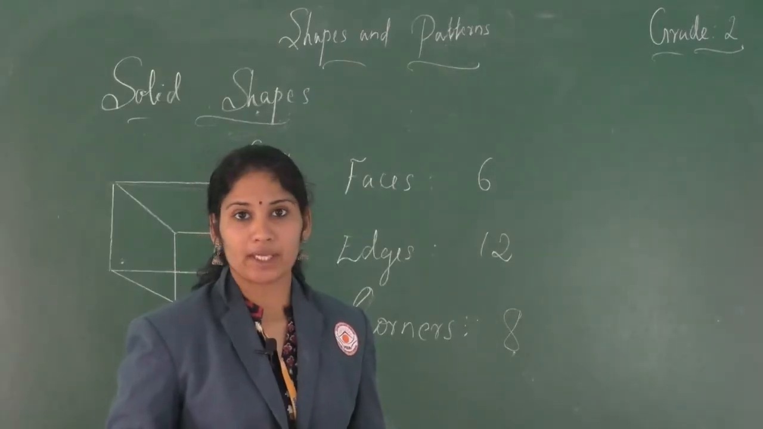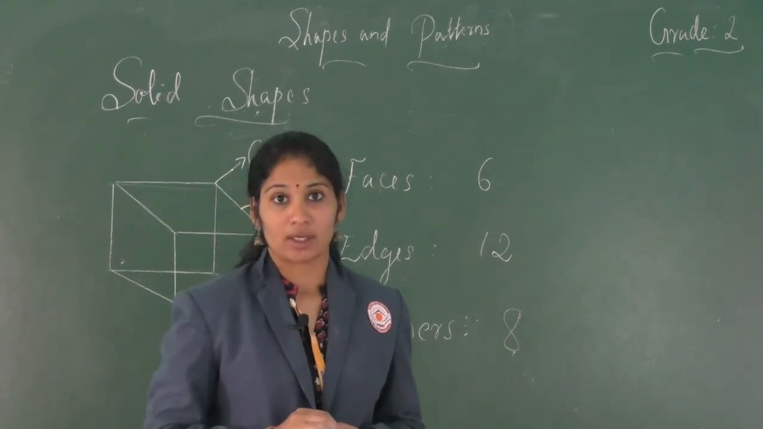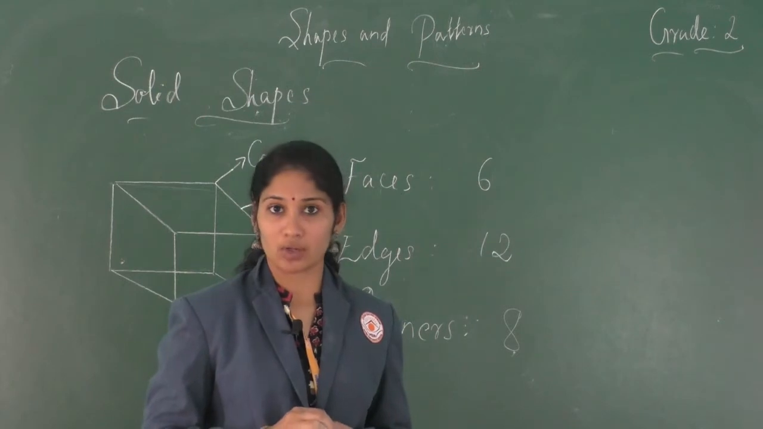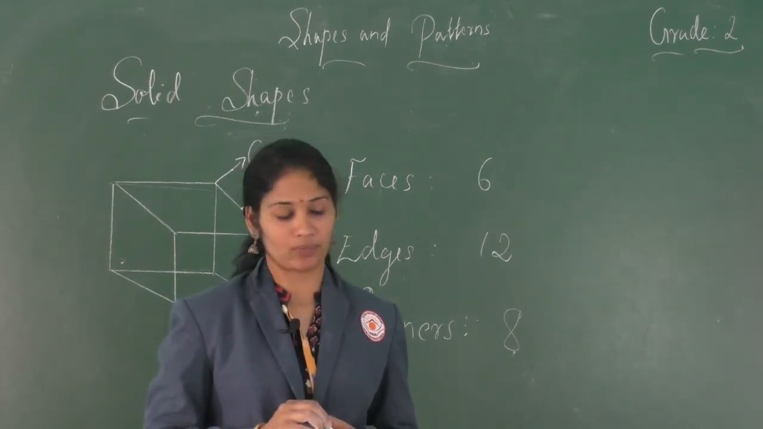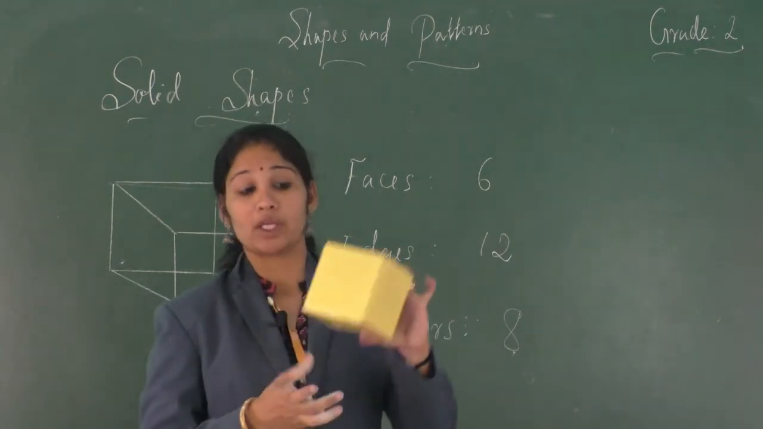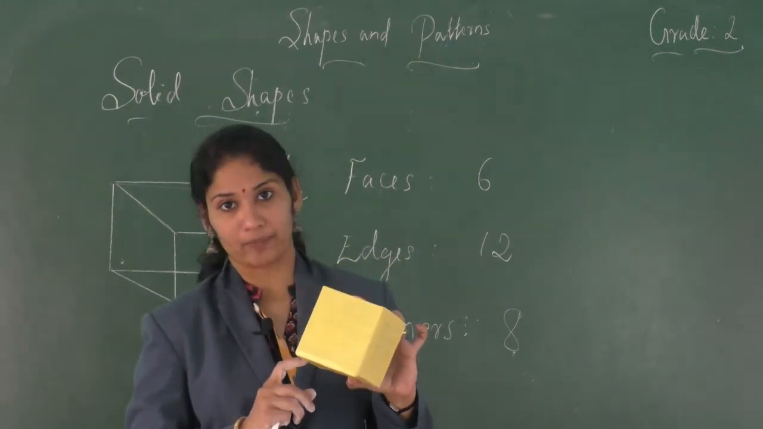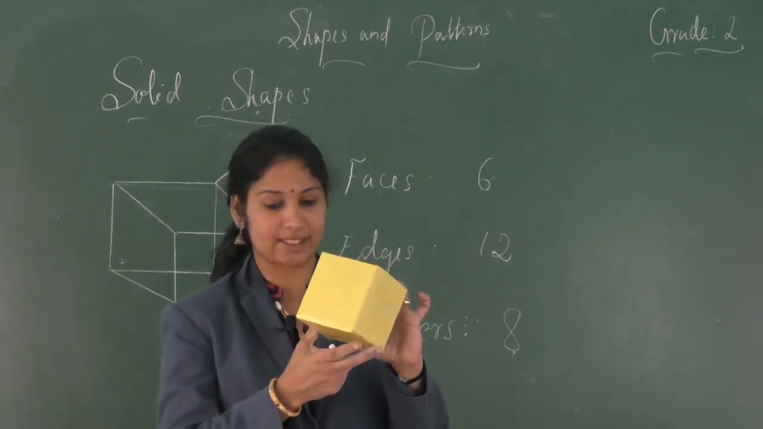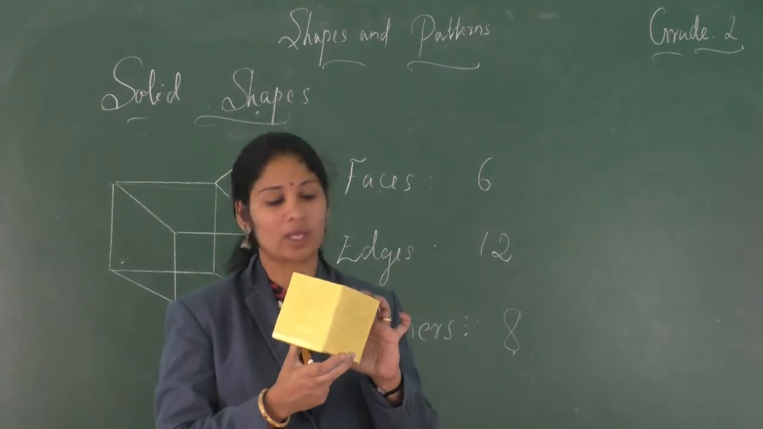Children, our next topic is solid shapes. Shapes such as cube, cuboid, cylinder, cone are called solid shapes or three-dimensional shapes. Here I have a cube. Cube is a three-dimensional representation of a square. So how many faces? What is faces? Yes, the surface of a solid is called faces.